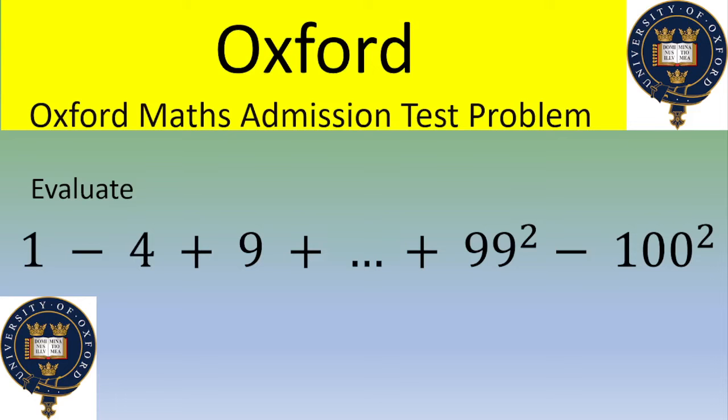Hello and welcome. In this video, for this exercise given during the admission in Oxford, you want to evaluate 1 minus 4 plus 9 and so on and so forth, plus 99 squared minus 100 squared. So if you want to give it a try, please pause the video. Otherwise, let's see the solution.